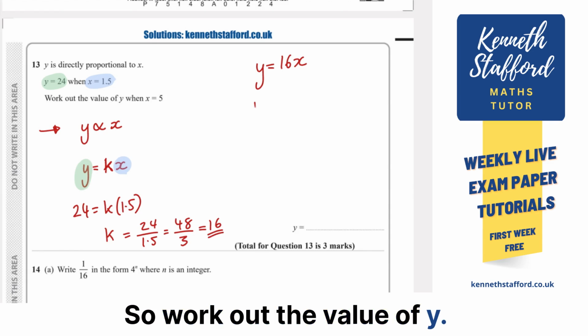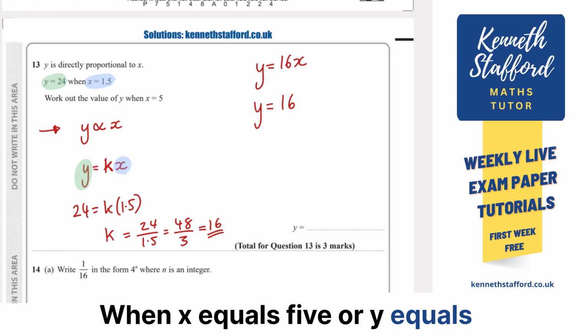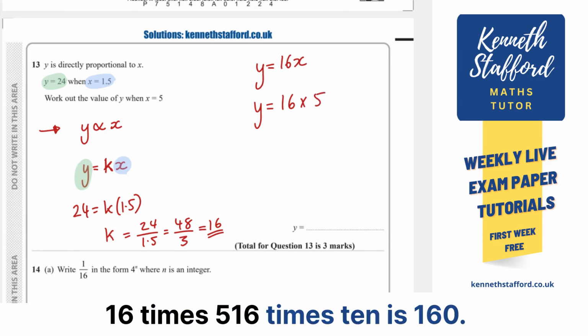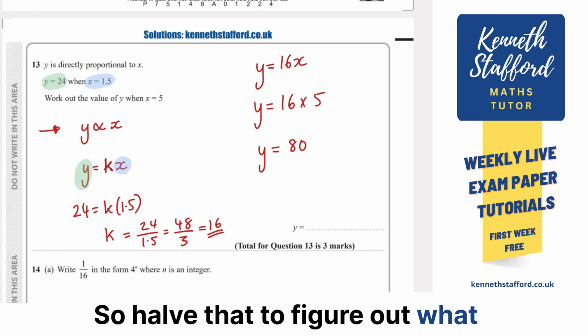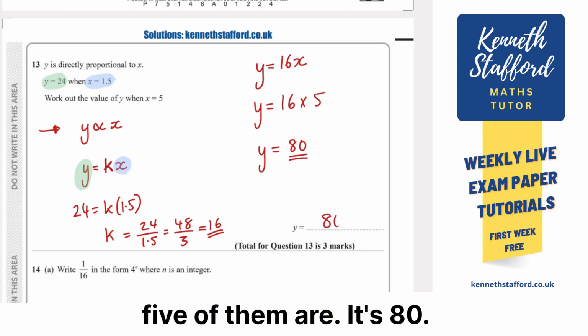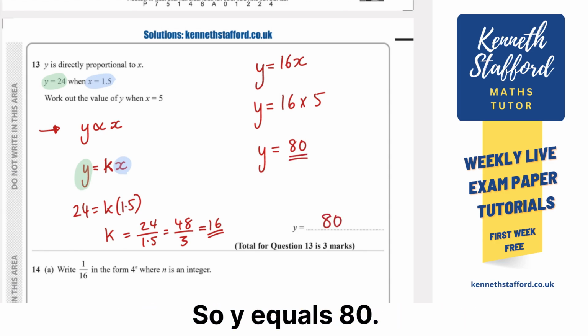So work out the value of y when x equals 5. Well, y equals 16 times 5. 16 times 10 is 160. So halve that to figure out what 5 of them are. It's 80. So y equals 80.